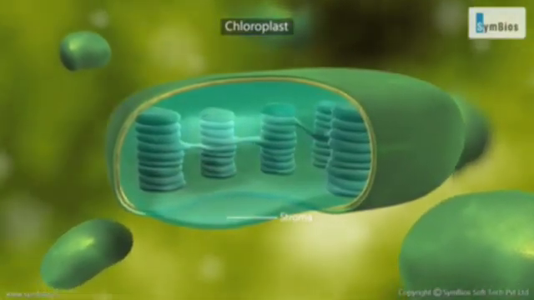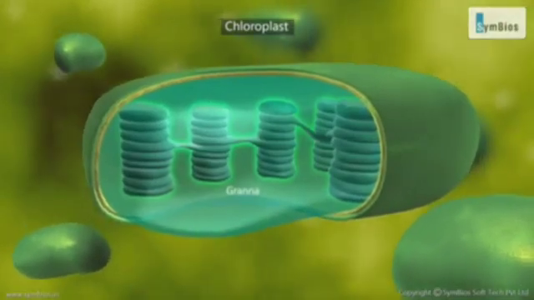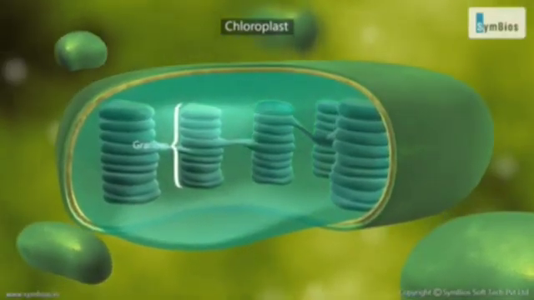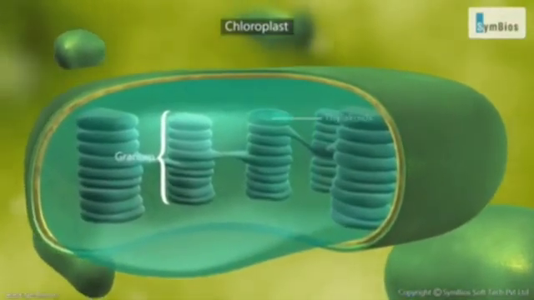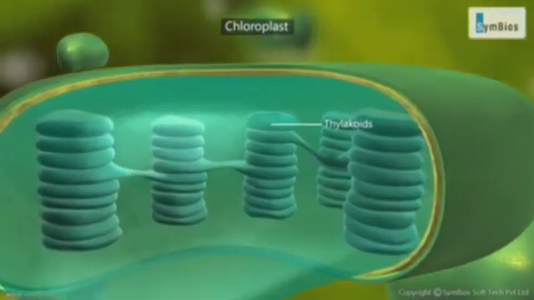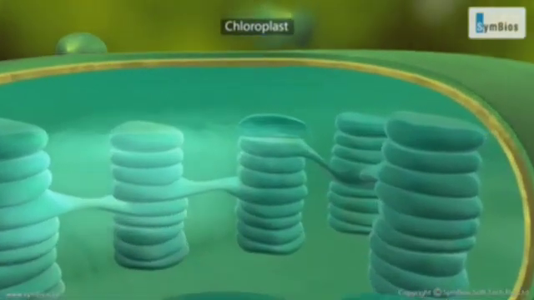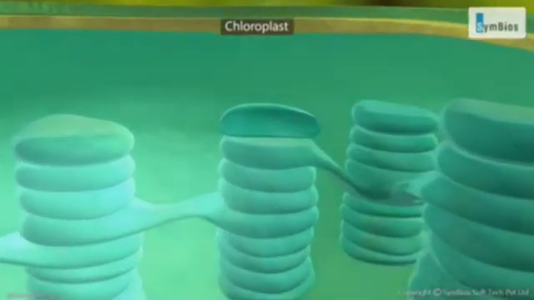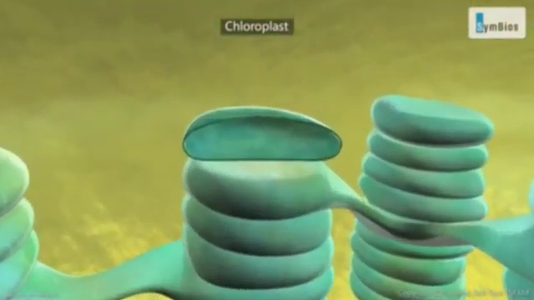Chloroplast is a green colored cell organelle with an outer membrane, an inner membrane, and aqueous fluid called stroma. In stroma, there are structures called grana. Each granum is a sac of discs called thylakoids. A thylakoid is a hollow oval disc with a membrane that has special chemicals called pigments.